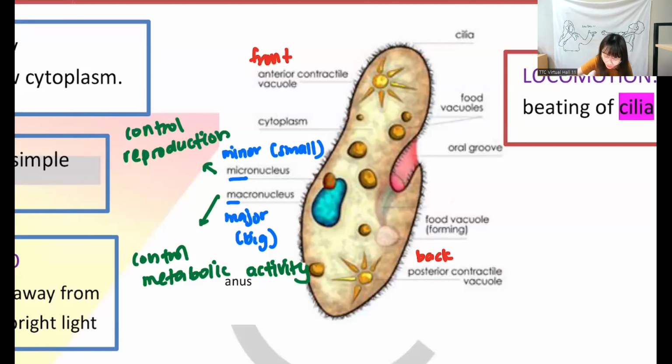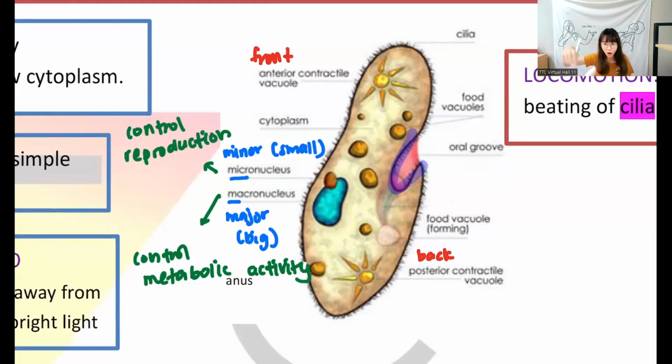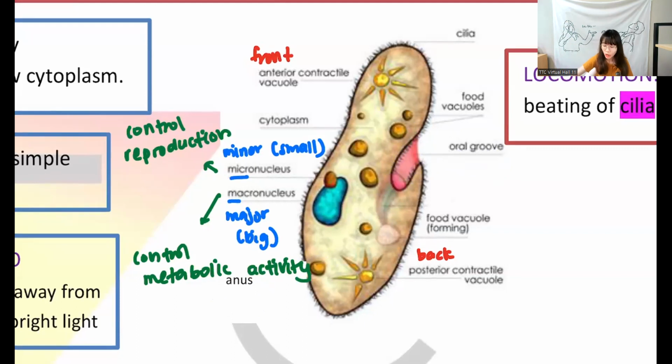The mouth is the oral groove. Oral means mouth. Groove means a hole. So the oral groove is this area, the mouth groove. And this one over here is called the anus, the anal pore, the part where they expel waste. So they use their mouth to eat and their anus to expel waste. This is the oral groove and anus.